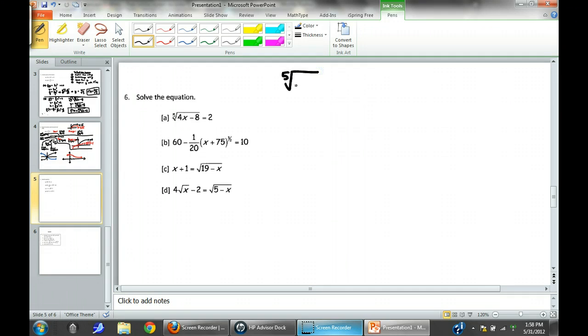We have to solve for x. We have to undo the things that are being done to x in a certain kind of order. And so, first off, we'll undo the 5th root by raising both sides to the 5th power. And so, we'll end up with 4x minus 8 being equal to 32, 2 to the 5th.